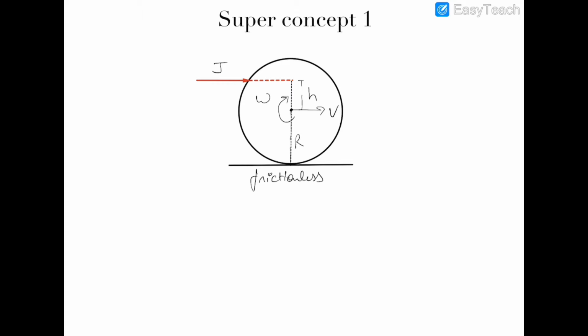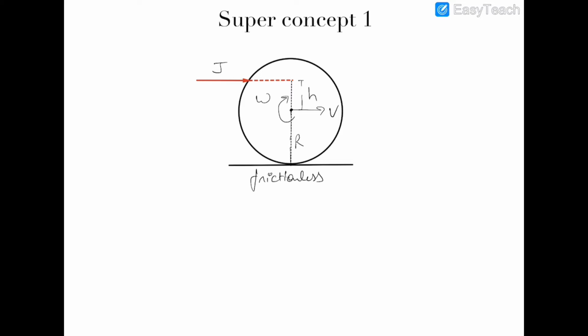In this video, we are discussing a super concept of rolling. There is a round body, which can be either a solid sphere or a hollow sphere or anything, and this body is kept on a frictionless surface. We need to apply some force or some impulse at a height h from the center, and we need to find out the value of h for which this round body would be rolling purely on this surface.